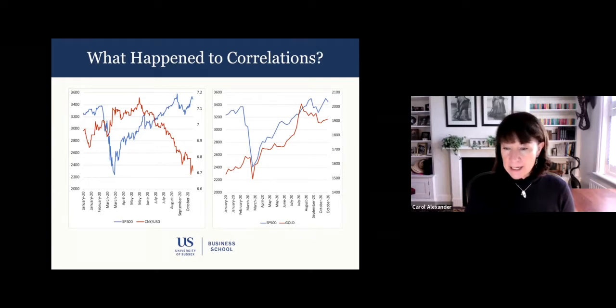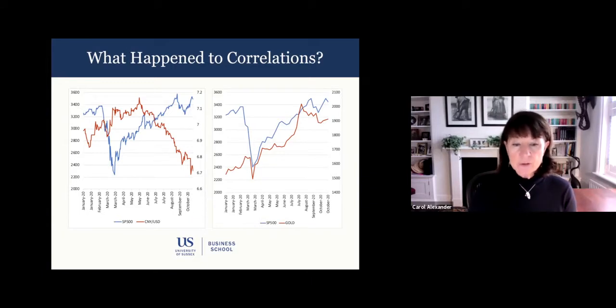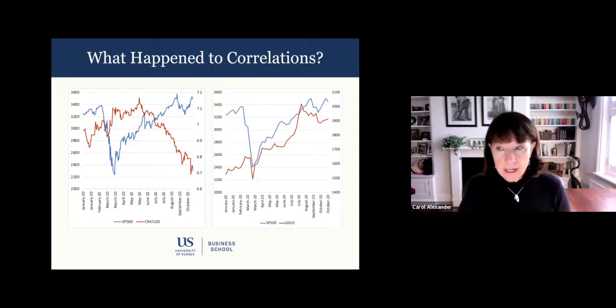On the right, it's the same. The blue is the S&P 500, but the data are only weekly. So I'm comparing on each graph one of the safe haven assets. On the left graph, you see the value of the US dollar against the Chinese yuan. And as the US stocks fell, the dollar appreciated. And as they recovered, the dollar devalued.